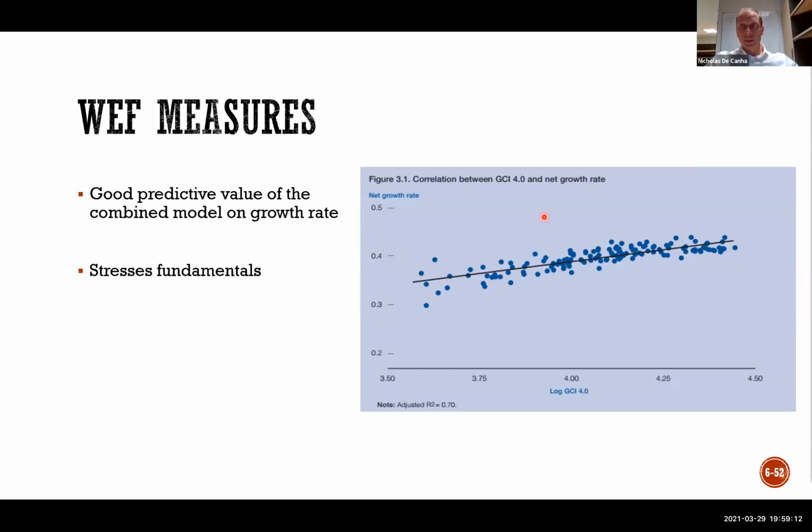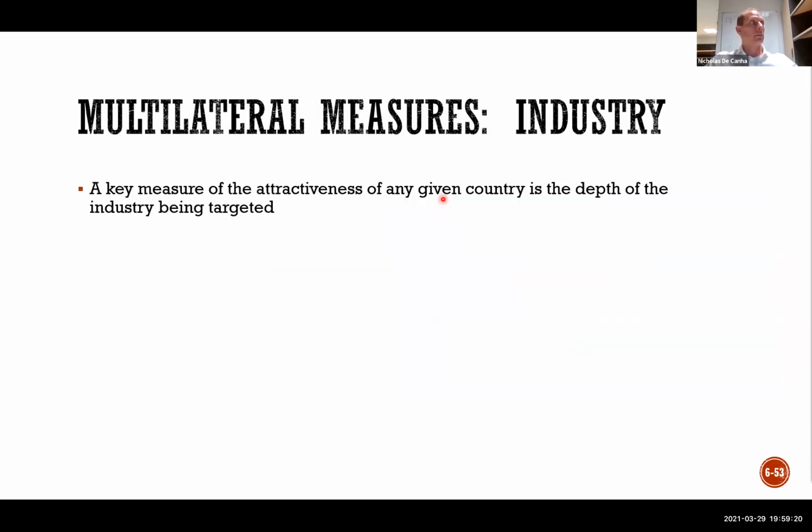These multilateral measures, particularly of the World Economic Forum, are well correlated with your growth rate. In other words, these are not purely theoretical. And a key measure is the depth of the industry being targeted. So industry sophistication, as we've discussed, is not random, it is path dependent. In other words, your first, and we see this with Intel, and we're going to discuss why countries offer incentives for companies like Intel. And the point to make is path dependent.